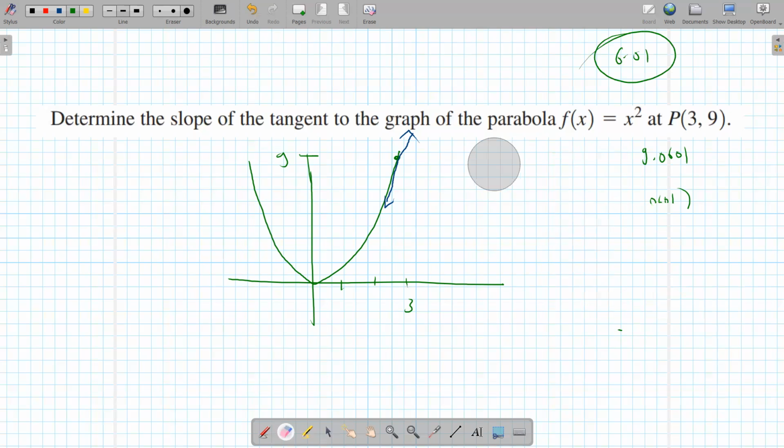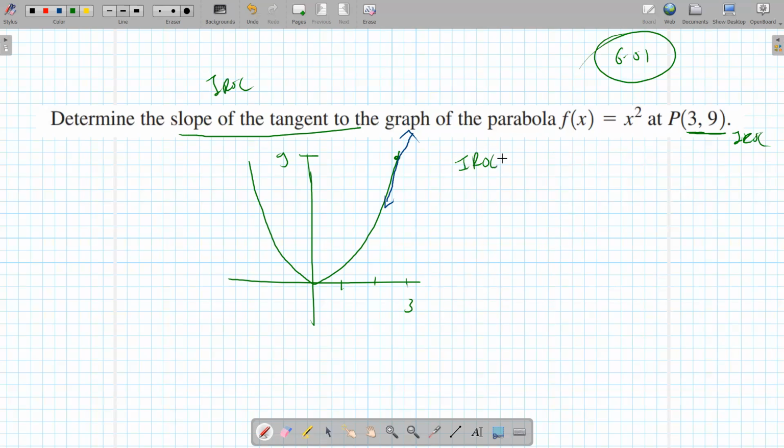Now let's look at the formula way of doing this. The formula for IROC, again, how do you know this is an IROC question? It's asking us for the slope of the tangent, which means it's IROC. And then they want the slope at one specific point, which also means IROC. The formula for IROC looks like this. It's going to be a little bit overwhelming. The IROC at any specific point is the limit as h approaches 0 of f of x plus h minus f of x, all over h.